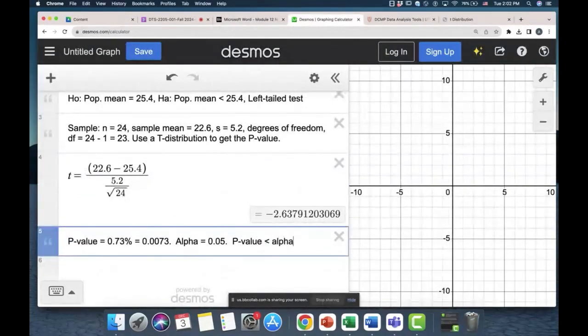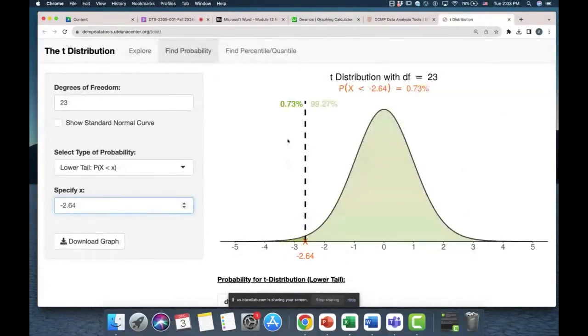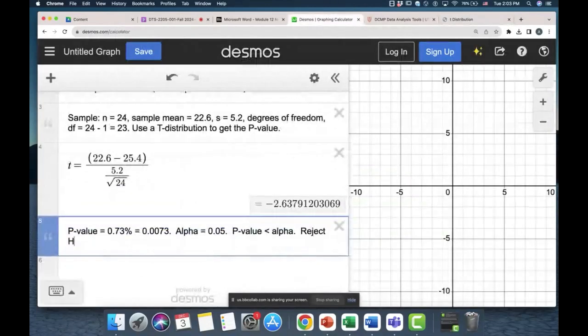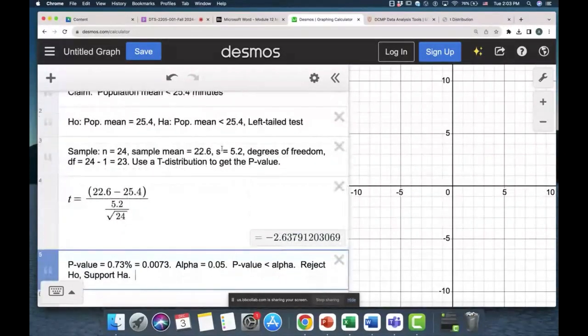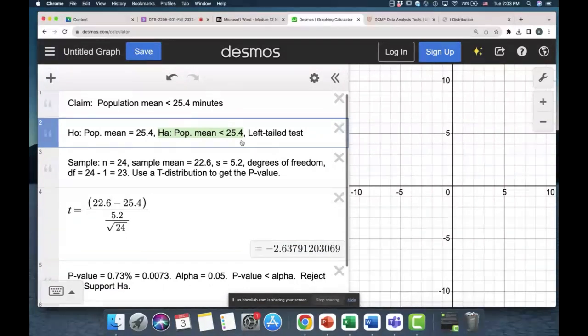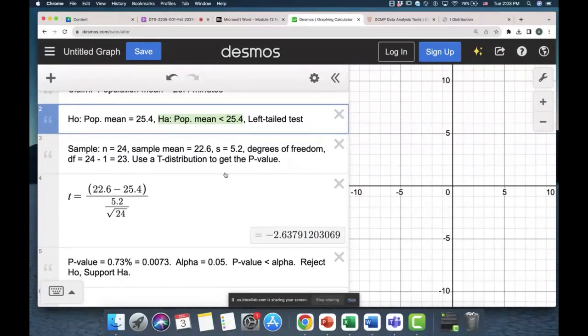Remember, our p-value here is only 0.73%, which is less than 1%. Since the p-value is less than alpha, what do we always do? We reject the null hypothesis. We support the alternative hypothesis. So our conclusion here is that we are supporting that the mean commute time of the adults in the city is less than 25.4 minutes. So we're concluding that the mean commute time of adults in the city is less than the national average.